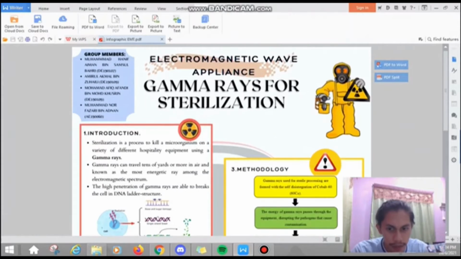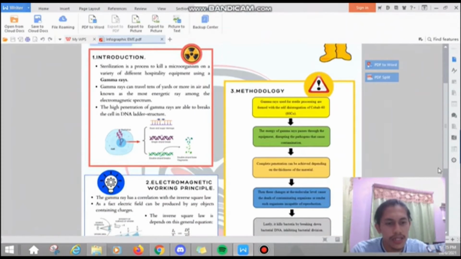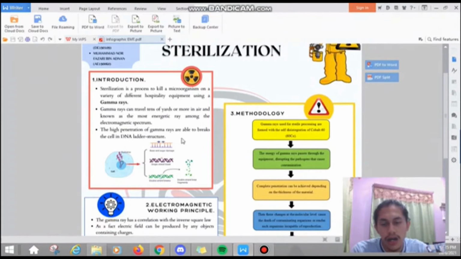As we can see, when gamma rays penetrate the cell of a bacterium or microorganism, they will damage the structure of the DNA. The damaged DNA will cause death or a mutation. The source of the gamma rays used to do the sterilization process is the ionization of cobalt-60.